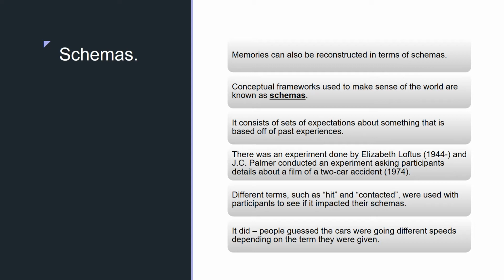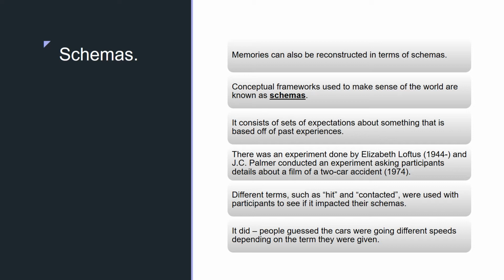Now, there was an experiment done by Elizabeth Loftus and J.C. Palmer that was conducted with participants about a film of a two-car accident. In the film, participants were shown different words or items, and when different words were used, like if someone said they hit the other person, or someone said they smashed into the other person, well, when we hear the word smashed, we see that as more devastating. If a car smashes into something, we see that as being more devastating than if somebody just hit something. So people had different descriptions of what happened in the accident based on the words they were given.